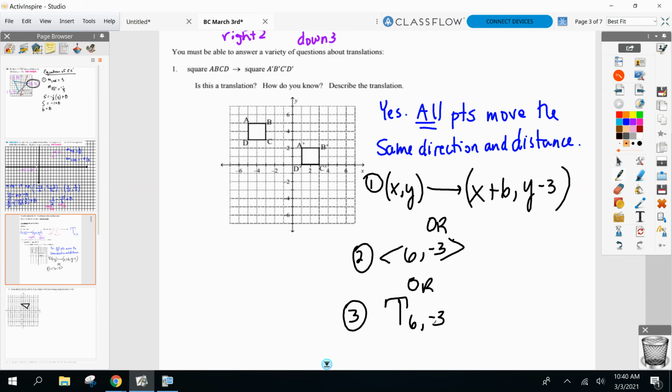Everyone all good? Yes, Quincy. Are you ever going to ask us for a certain notation? Yes, I could. And you'll see that actually at the end of today's notes.